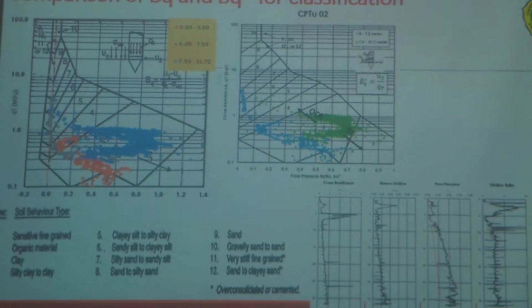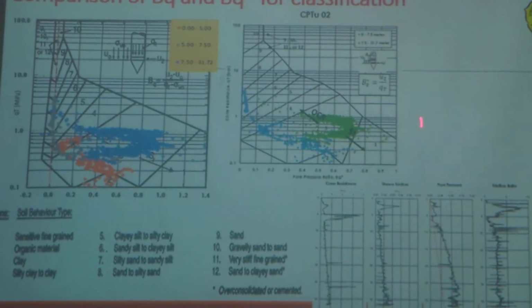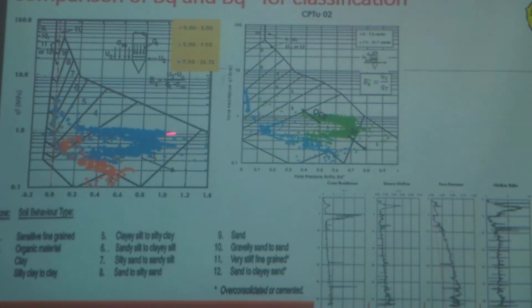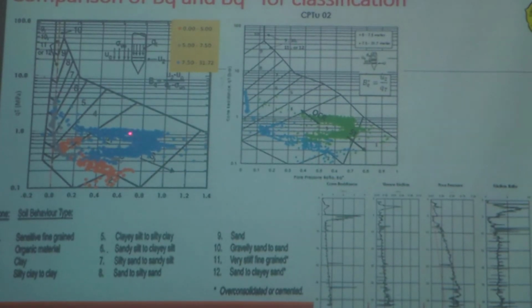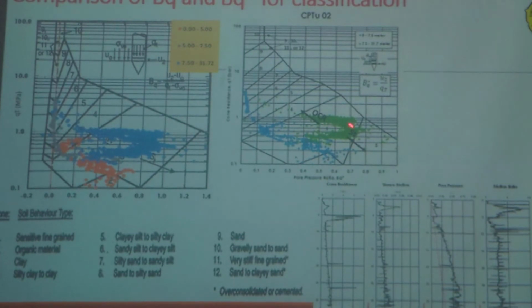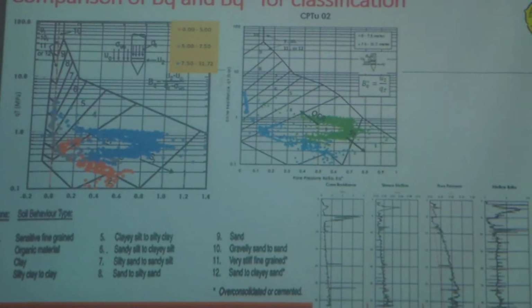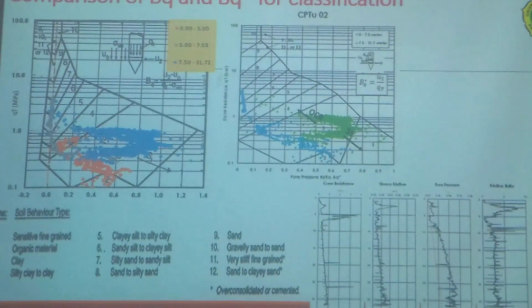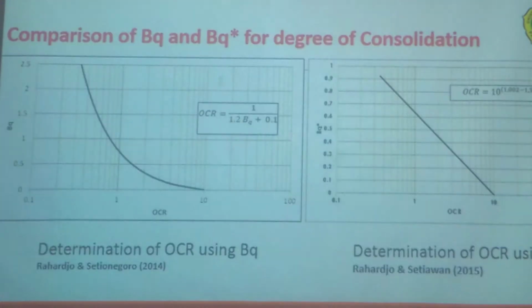So we try to do the comparison. The data. This is by Robertson. This is by Raharjo. The same data. So if it comes to number 2, number 3, this is also number 3. So the same interpretation, but better because of the assumption of the density.